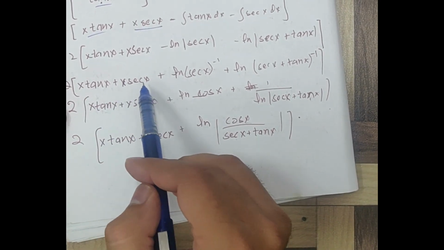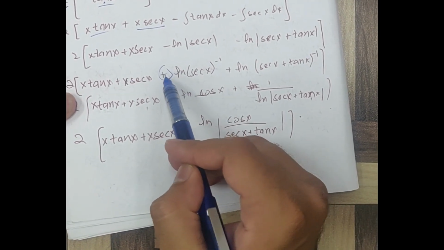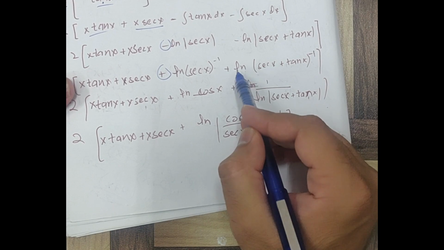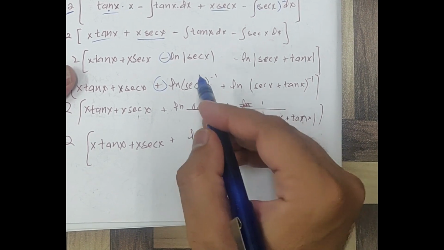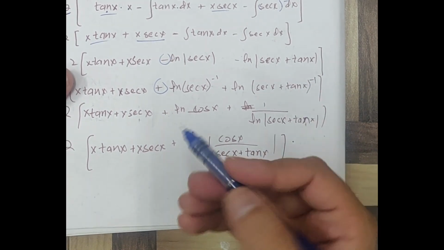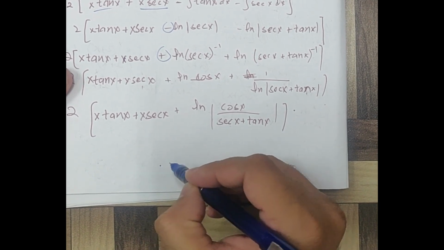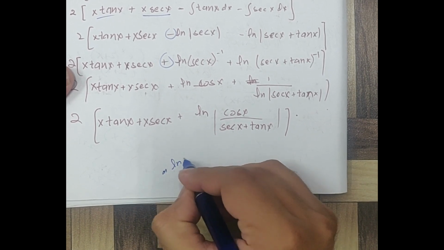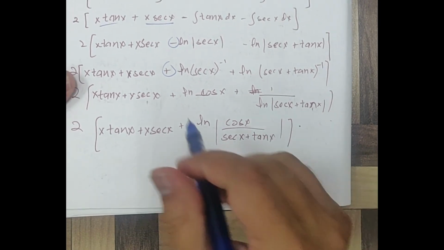x tan x plus x secant x plus log of the reciprocal of secant x, because I have taken this minus sign and put it in the power. This is not a secant inverse function; it is the reciprocal of secant x. Similarly here, I've taken it in the power by using the logarithmic properties, because if there is a number being multiplied with the logarithm, we can take it into the power. For example, a log of x is equal to log of x raised to the power a. So that's what I've done here.